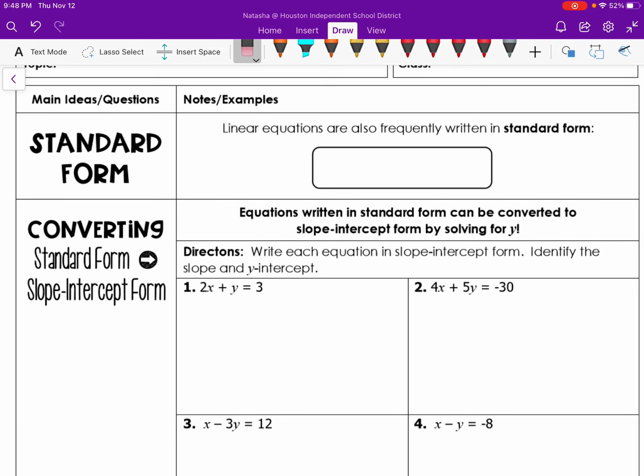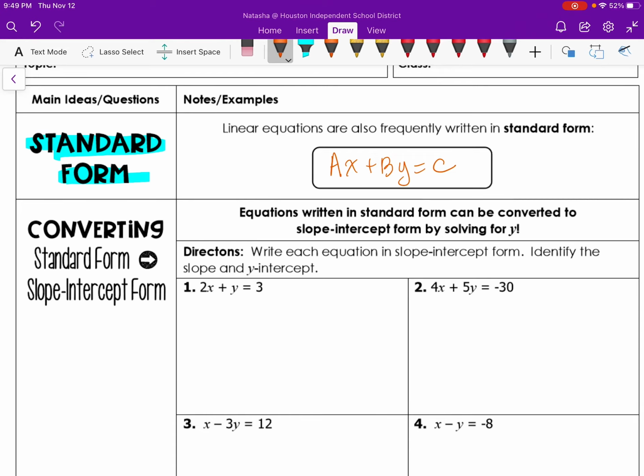All right, so on this episode of Mathematics, we're going to talk about and cover the concept of standard form. Standard form is the format of ax plus by is equal to c. Now, frequently linear equations are written in standard form. Of course, they're also written in slope-intercept form. Slope-intercept form and standard form are equivalent statements.